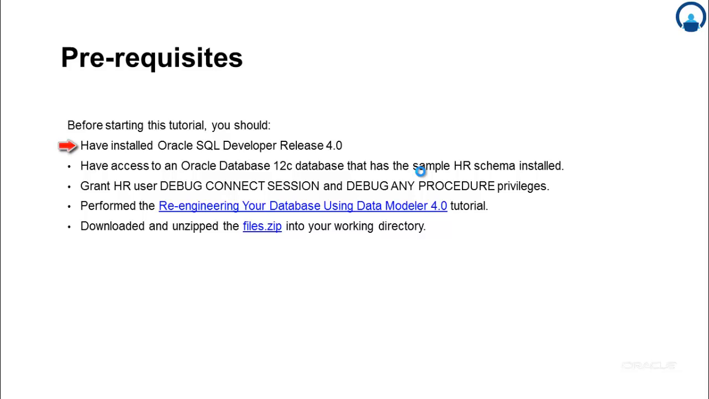Prerequisites. Before starting this tutorial, you should have installed Oracle SQL Developer Release 4.0, have access to an Oracle Database 12c database that has the sample HR schema installed. You need to assign or grant privileges to the HR user in the form of debug connect session and debug any procedure privileges. Then perform the Re-engineering Your Database Using Data Modeler 4.0 tutorial and download and unzip the file.zip into your working directory. The links for these various downloads and files are given in the slide.